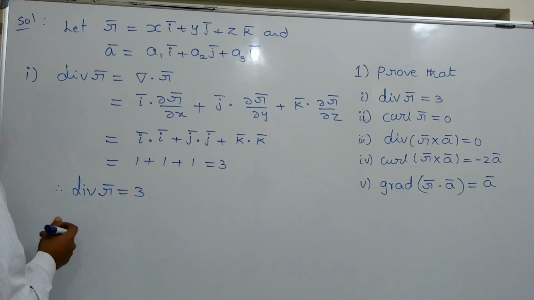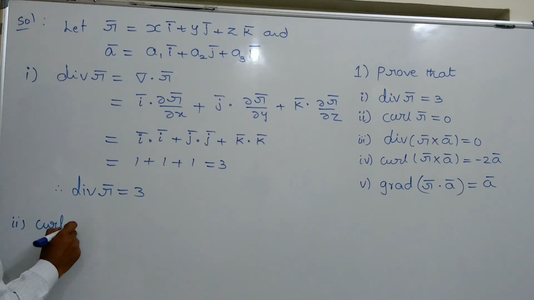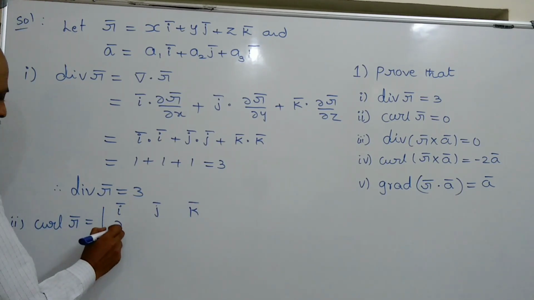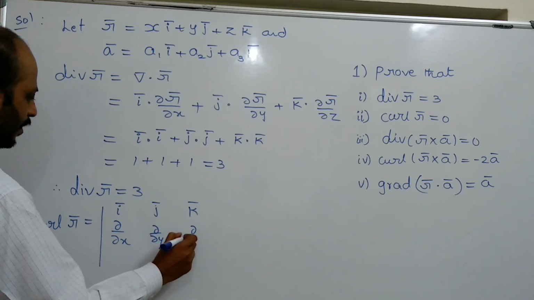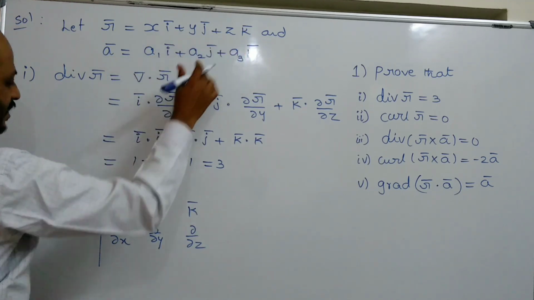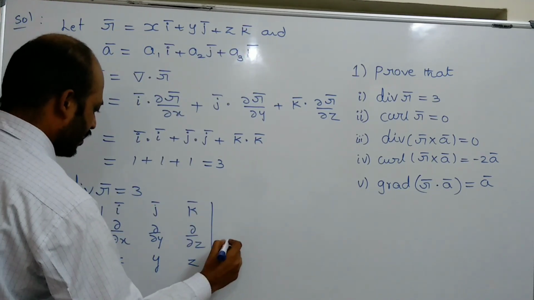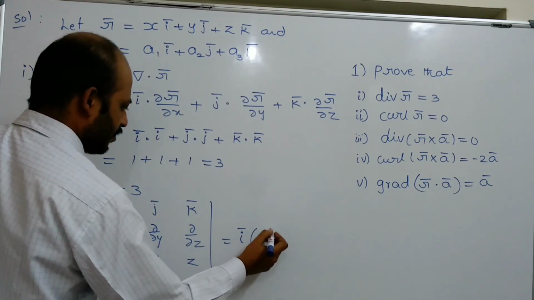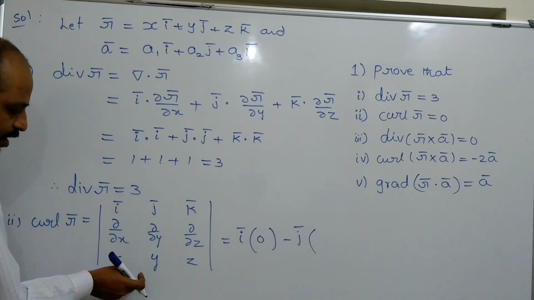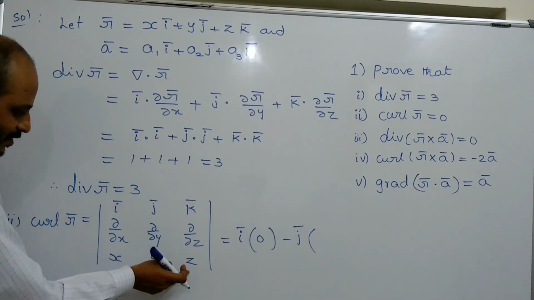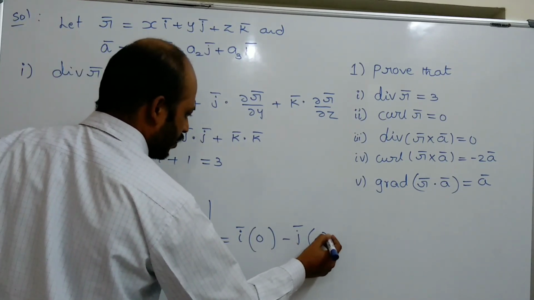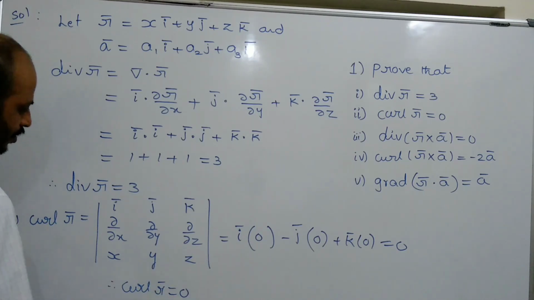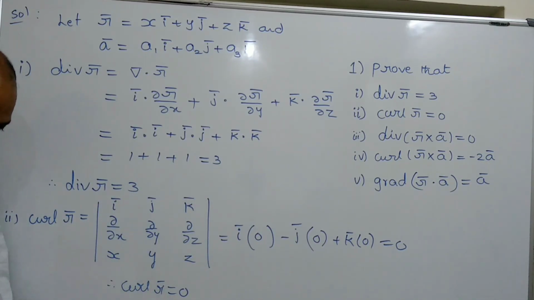Let us find curl r bar. The second one, curl r bar is equals to the determinant with rows i bar, j bar, k bar; dou by dou x, dou by dou y, dou by dou z; and the coefficients of r bar, x, y, z. Expand the determinant: i bar into, you observe that dou by dou y of z is 0, dou by dou z of y is 0. Similarly, minus j bar into, after removing the row and column where j bar lies, dou by dou x of z is 0, dou by dou z of x is 0. So plus k bar into 0 also. So finally you get 0. Therefore, curl r bar is equals to 0. Div r bar is equals to 3. Curl r bar is equals to 0.